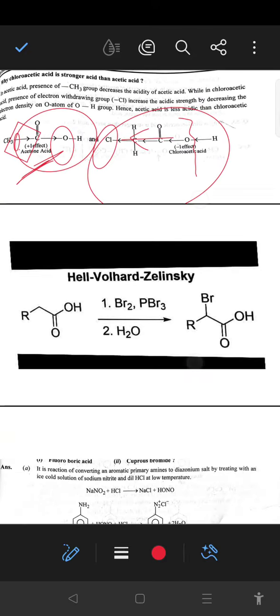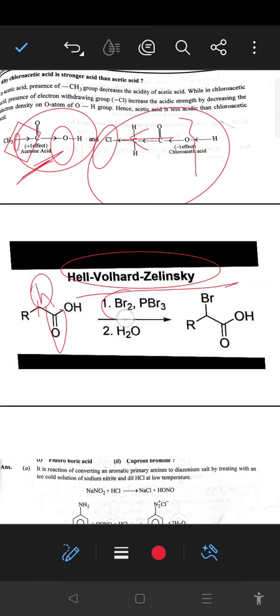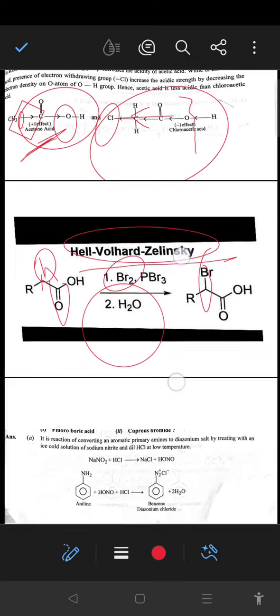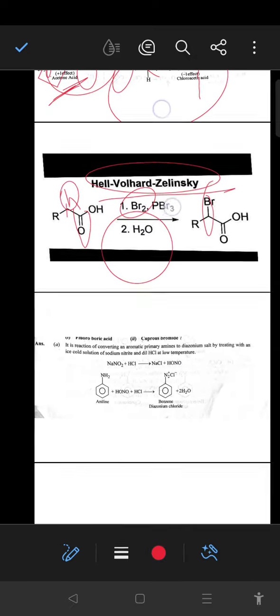Okay. Next, HVZ reaction. In the HVZ reaction, the alpha hydrogen of a carboxylic acid, that is the hydrogen on the carbon neighboring the carboxyl group, is replaced by halogen, using bromine, PBr3 and water hydrolysis, and the halogen attaches in its place. So that is called the HVZ reaction.